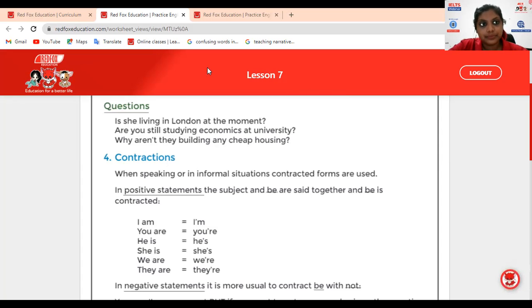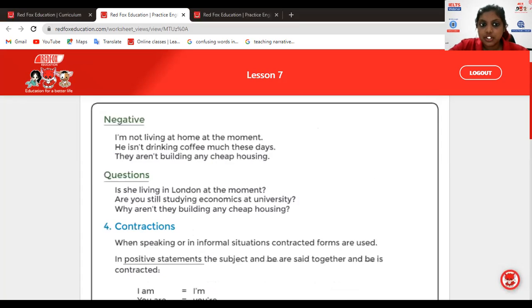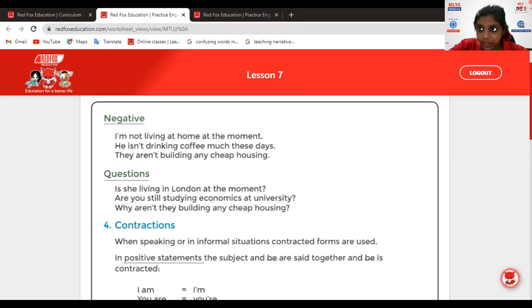Are you still studying economics at university? Why aren't they building any cheap housing? Okay, yes. So these are the same things that you saw above, but they have just changed it a little bit and put it in question form.